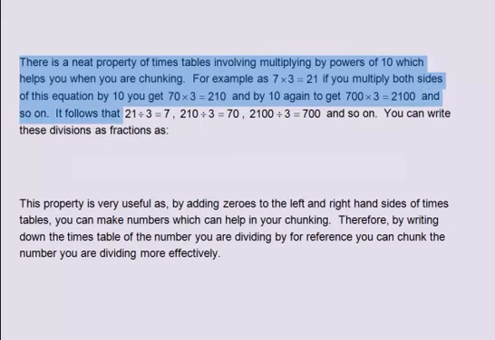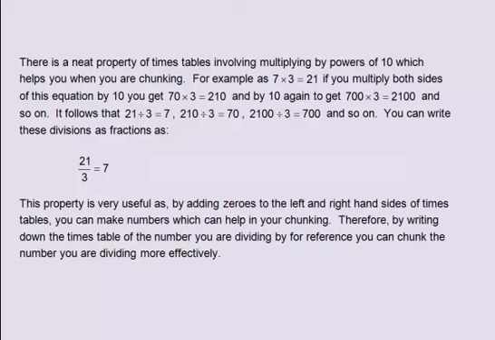It follows that 21 divided by 3 equals 7, 210 divided by 3 equals 70, 2100 divided by 3 equals 700, and so on. You can write these divisions as fractions: 21 over 3 equals 7, 210 over 3 equals 70, 2100 over 3 equals 700, and so on.